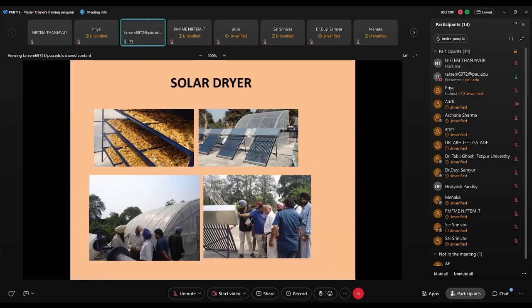This dryer was basically developed for drying of turmeric, because nowadays in Punjab also a lot of farmers are involved in the cultivation of turmeric because of good returns, and most of the farmers who are cultivating turmeric are also processing it. When they are processing it, either they have to dry the produce in the sun, or they can use this type of solar dryers.